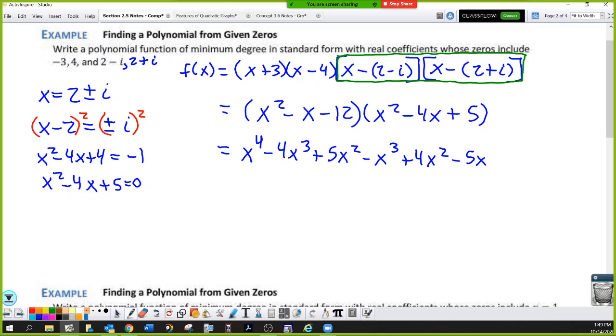Okay, suck it in, polynomial. We still have 3 more things to write. Negative 12 times x squared. Negative 12 times negative 4x. Uh-oh, it's getting tight. Negative 12 times 5. Get in there. There you go, minus 60.